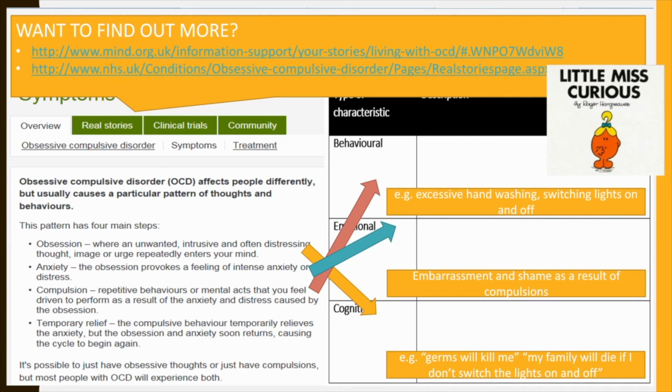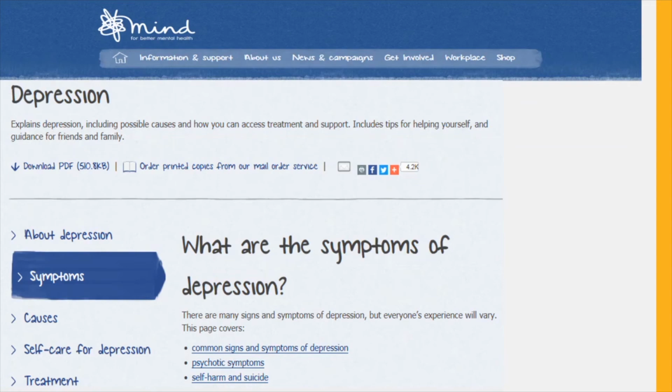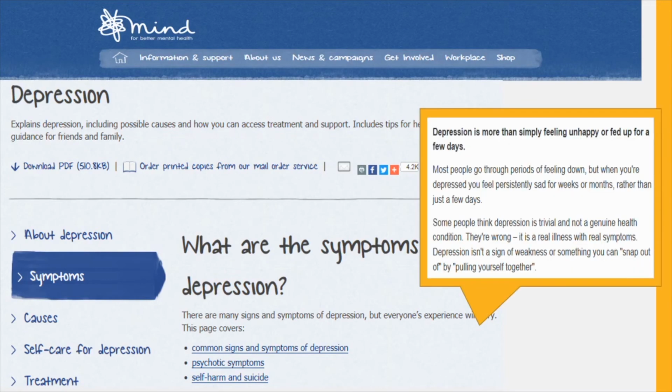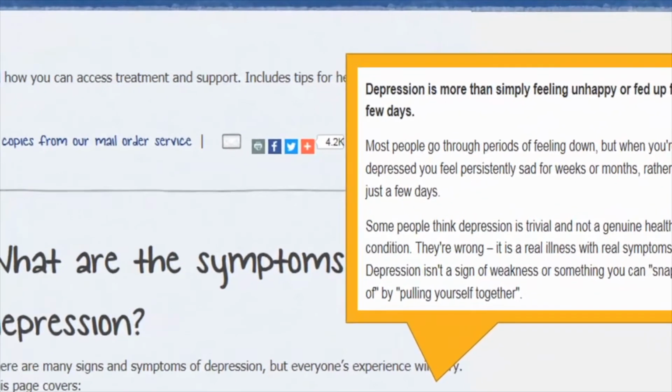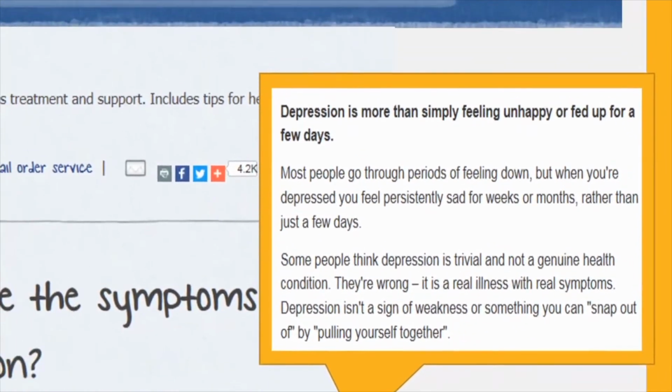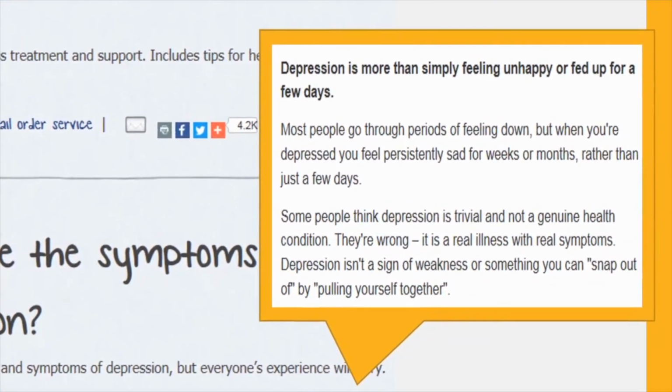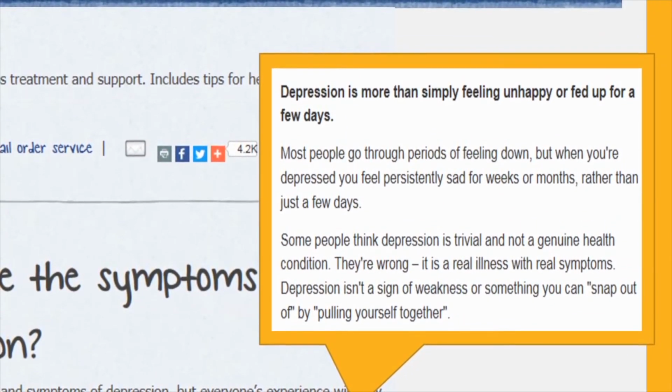So now if we just turn over to page 3, we're going to have a little look at depression. Before we get going with depression, I do think it's very important for you to understand that depression, as I've put here, is more than feeling unhappy or fed up for a few days. When we teach psychopathology, we have some students who are desperate to diagnose themselves, and we often have students thinking that they are experiencing depression.